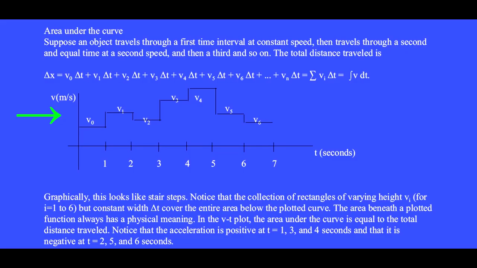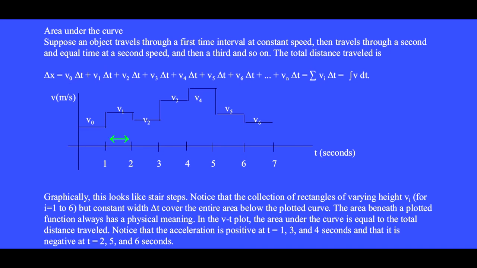Here's a plot of velocity versus time through 7 seconds. During the first second, the object has a velocity v0. And during that second, the object will travel a distance x equals v0 delta t, where delta t is 1 second. This product is the same as the area of this little rectangle, whose height is v0 and width is delta t.